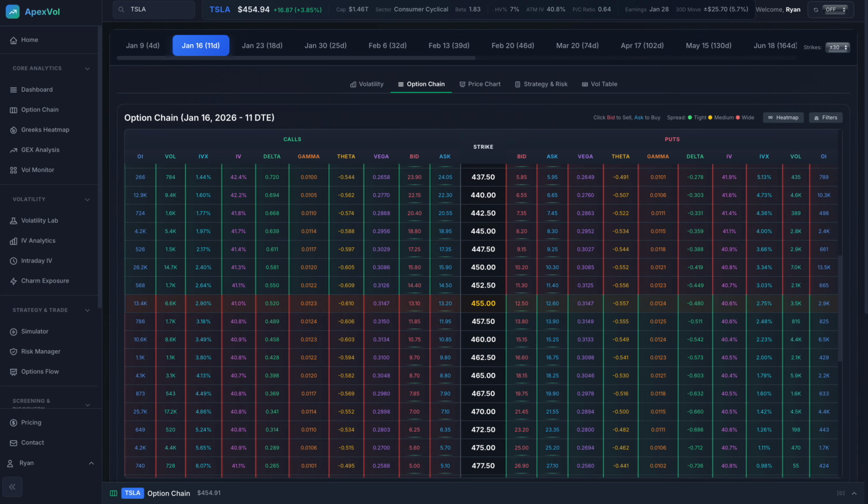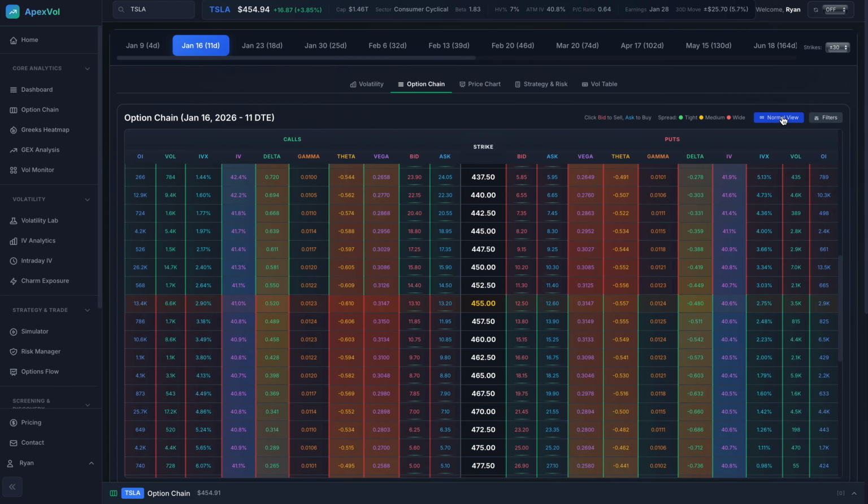The delta is the option move per $1 stock move. Gamma is obviously the rate of change of delta. Theta is the daily time decay. Vega is the sensitivity to IV changes, and then the bid and ask being the price to sell and the price to buy, respectively. So we can also see this as a heat map.